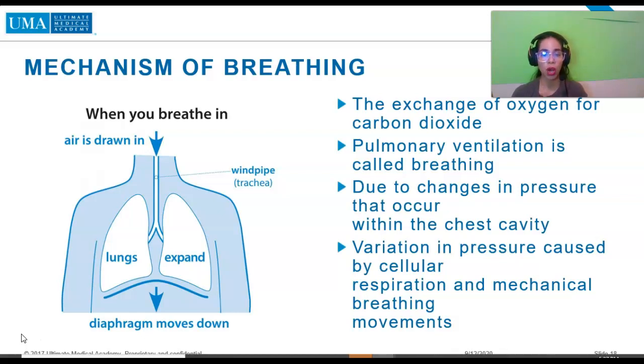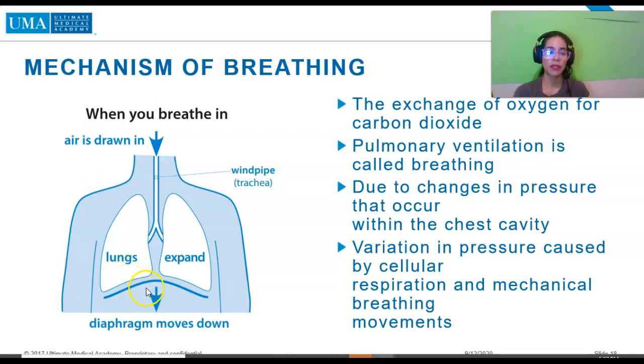There is variation in pressure caused by cellular respiration and mechanical breathing movements. The mechanical breathing movements are where the diaphragm comes in, and we will look at it more closely in the next slide. But let's look at some of the breathing mechanism as it occurs here. When you breathe in, air is drawn in, passing through the trachea into the lungs, and when you're taking in air, your lungs expand.